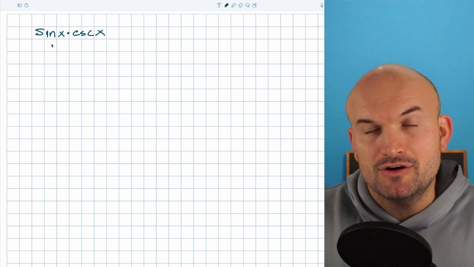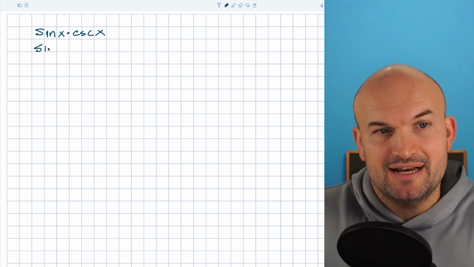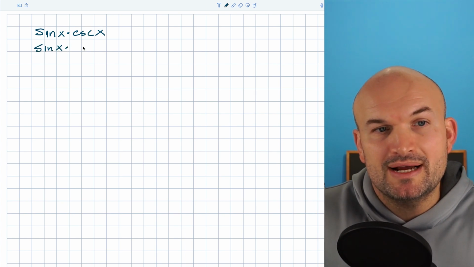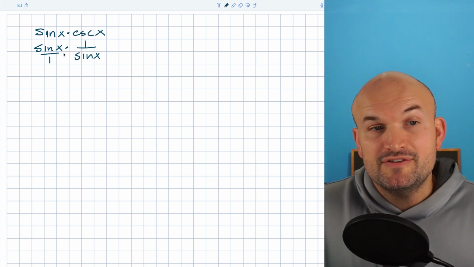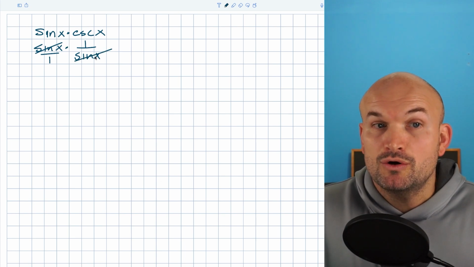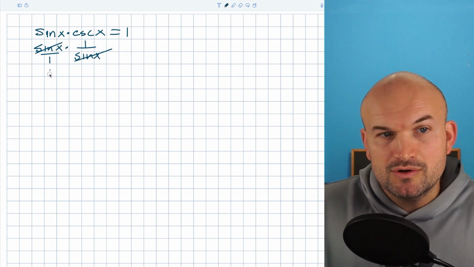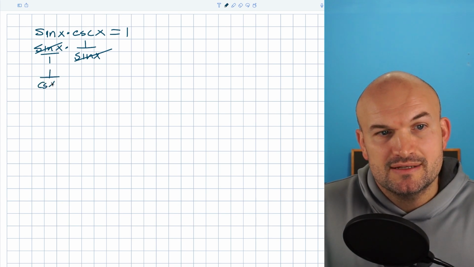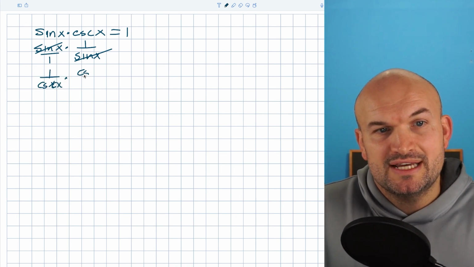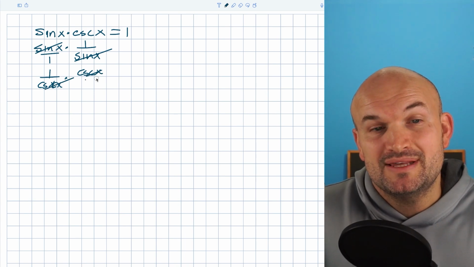Now, it doesn't really matter how you want to do this. You could keep the sine of x the exact same, and then you could just rewrite the cosecant of x as 1 over sine of x. Then remember, using the division property, you can see the sine of x terms are going to divide out, which is just going to leave me with my final answer of 1. You also could rewrite this as the cosecant of x times the cosecant of x, and you could do the exact same thing in this case.